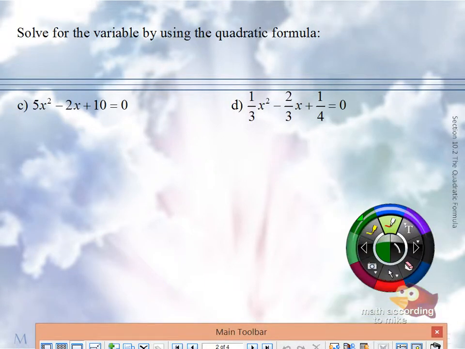C. 5x squared minus 2x plus 10. A. B. How many fingers should you come back after 4th of July with next week? No. Gosh, no. 10, which is also your C value. If you come back with more, that's fine, just not less. All right, plug it in.